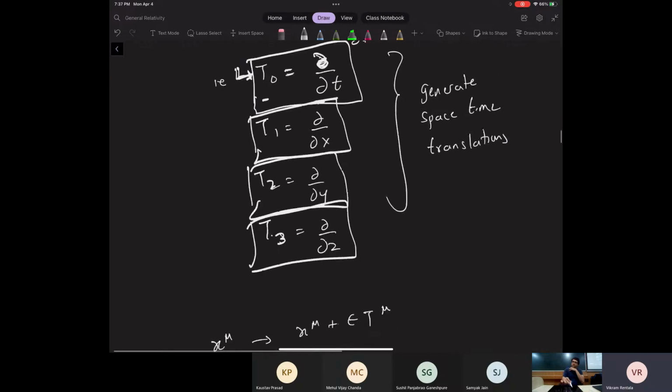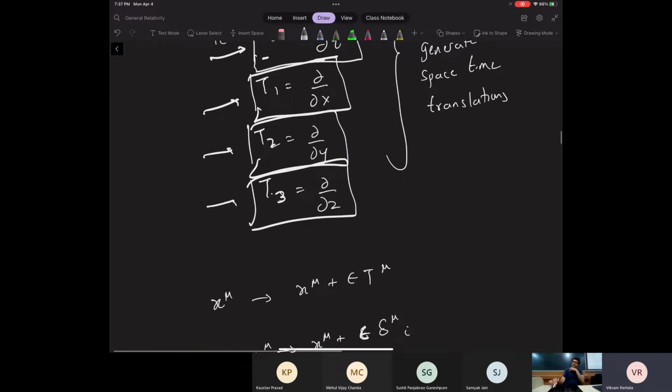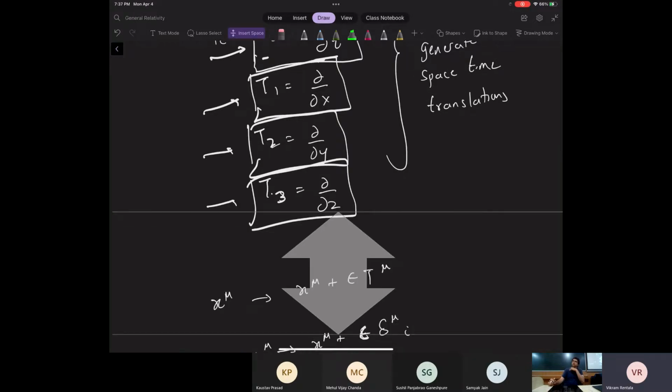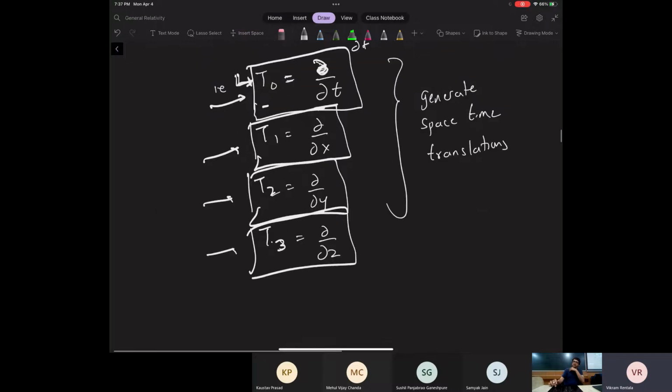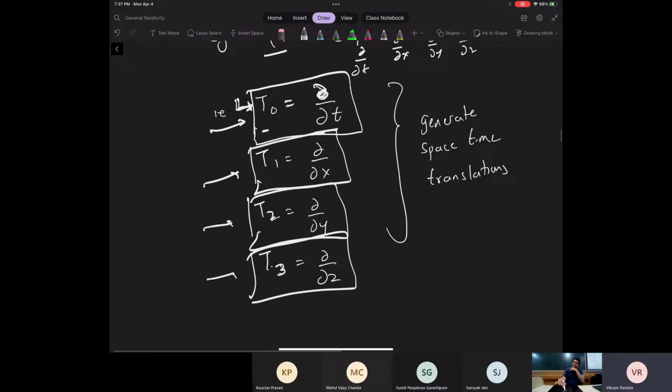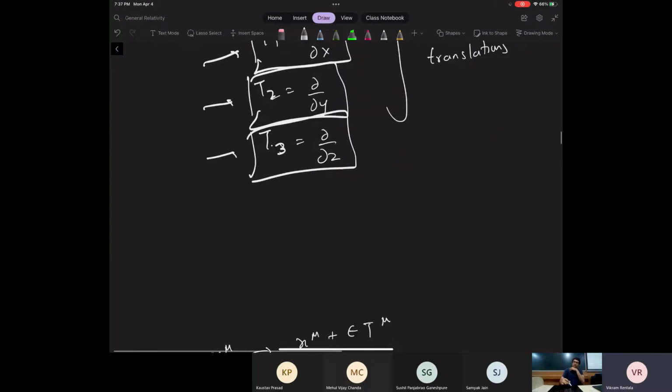So you have 4 Killing vectors. Now here's the important point about these Killing vector fields. They are defined at every point on the manifold. So at every point on the manifold, this is partial t, but you have to remember that this partial t is taken at different points on the manifold. Imagine, let me just draw the xt plane. Forget about the y's there. So at this point on the manifold, there is a vector T0.